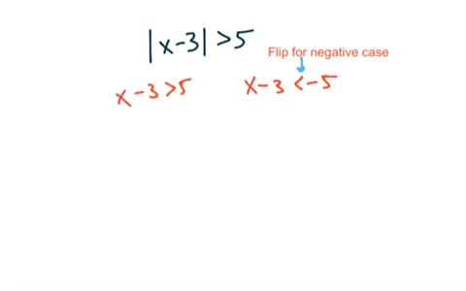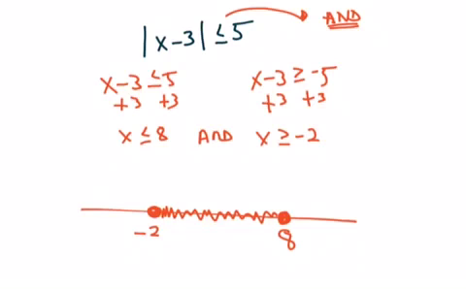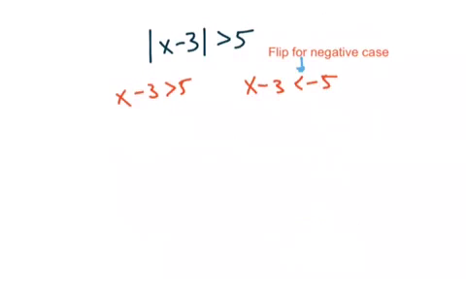And if we take a look at what we did at the prior example, we see that we flipped for the negative case also. So here's the negative case, and it went from being less than or equal to greater than or equal to. So always for this negative case, we're always flipping our inequality. Okay, so solving these individually, so we will add 3, and x is greater than 8. Add 3, and x is less than negative 2.